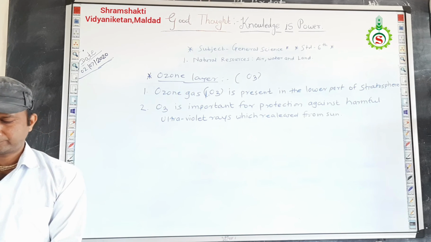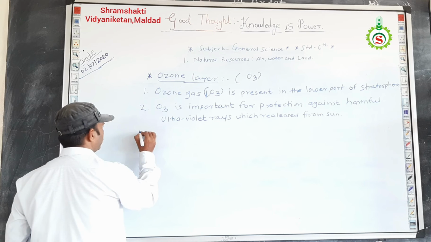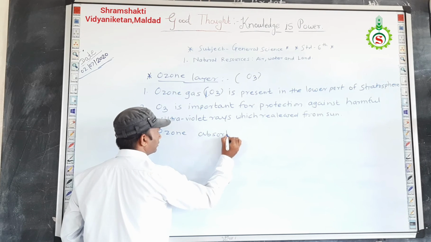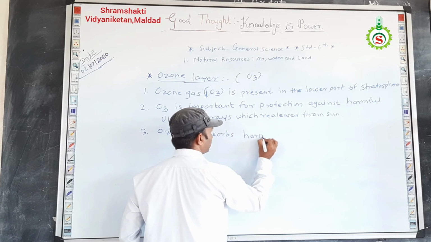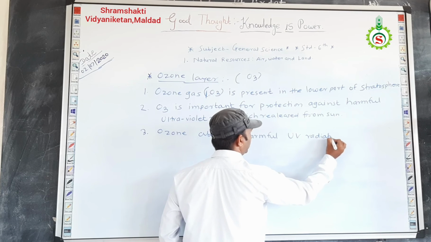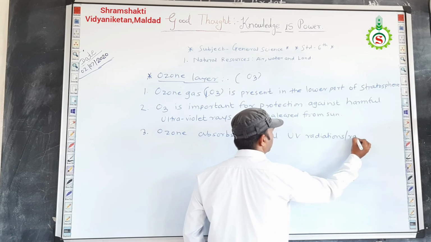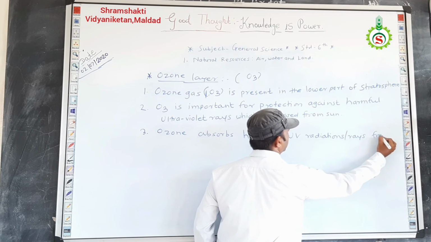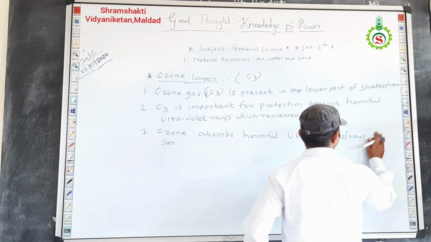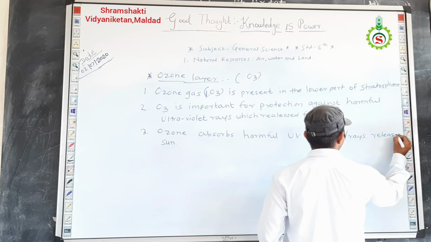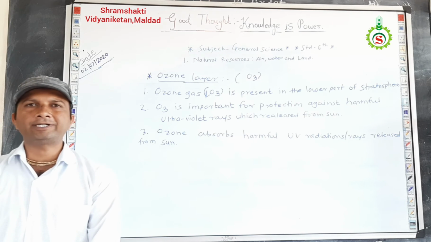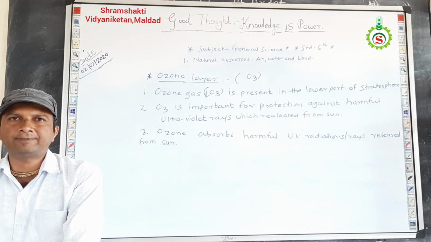Then, what is the use of ozone? Ozone absorbs harmful ultraviolet radiations or rays released from the sun. So ozone is an important gas which protects the life of all living organisms on the earth's surface.